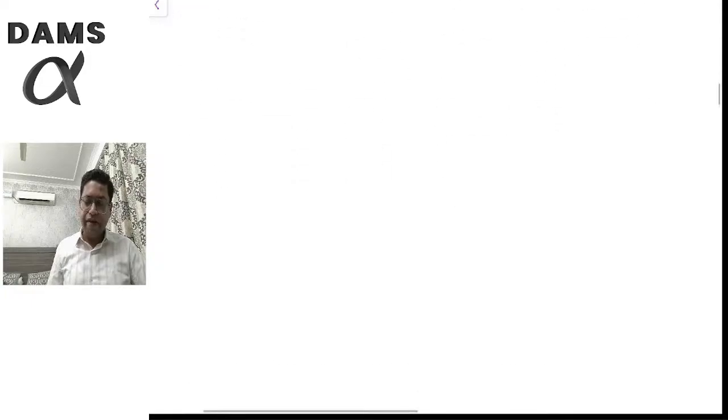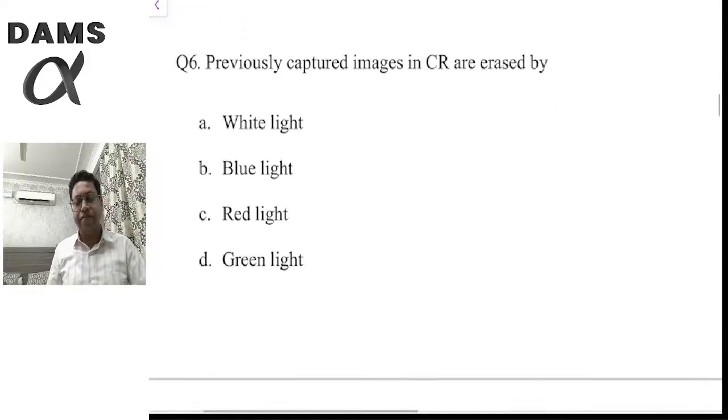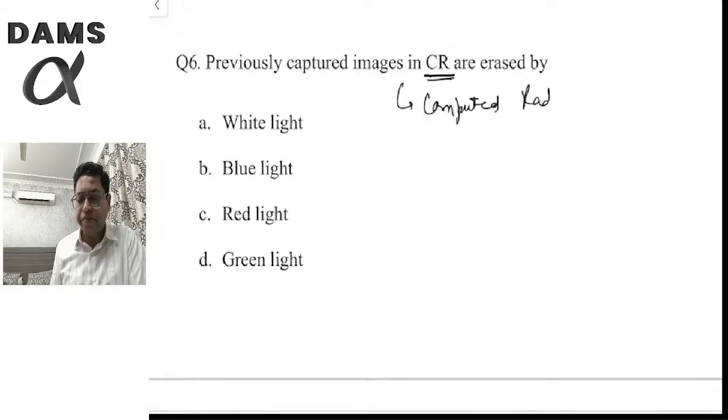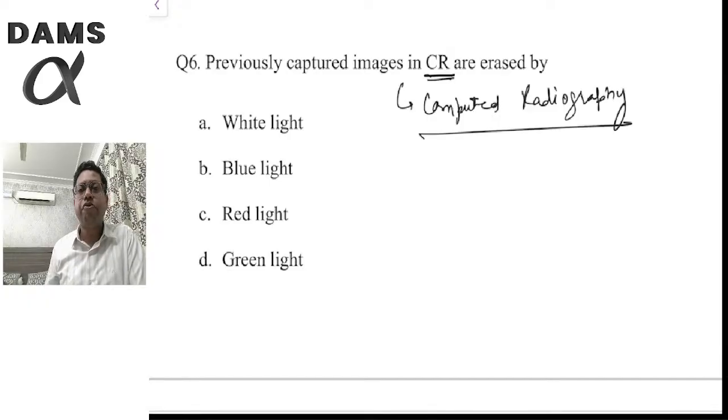Coming over to question number 6. The previously captured images in CR are erased by. Now again, this is a standard abbreviation. You can encounter this abbreviation as such. CR stands for basically computed radiography. It is the abbreviation of computed radiography.